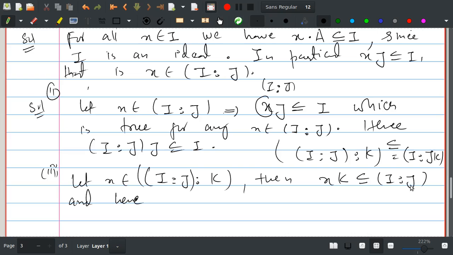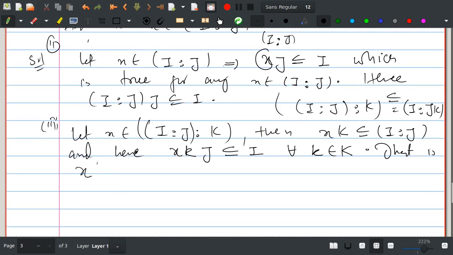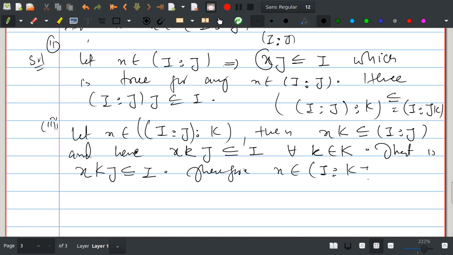And hence, now xK being a subset of I : J means that x times little k times J is contained in I for all little k in K. That is, x times capital K times J is contained in I. Therefore this x is in the quotient ideal I : KJ, which proves the first containment.